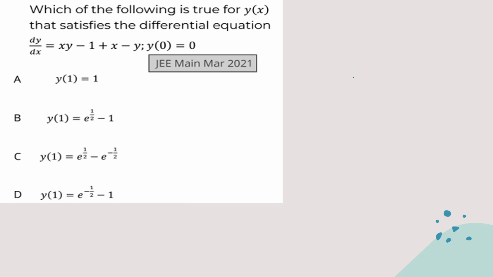Good. So let's solve this. dy by dx is given as xy minus 1 plus x minus y, and it is given that y at 0 is equal to 0, meaning at x is equal to 0, y is 0. So first of all we'll try to separate them if it is possible.